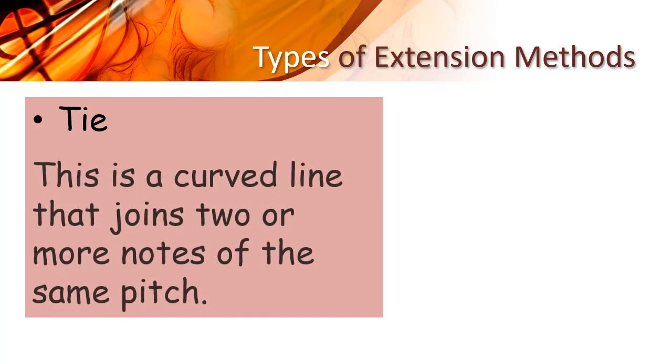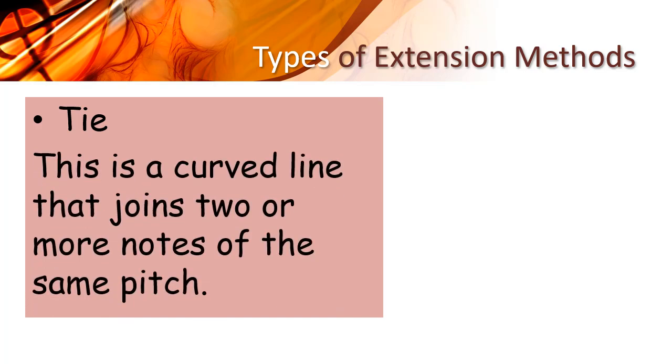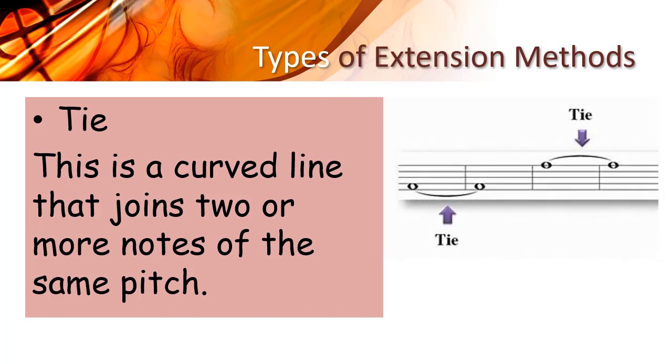Now the tie in music, by definition, is a curved line that joins 2 or more notes of the same pitch. What that means is that the notes are on the same line or space on the staff, and when you get a curved line that links them up, that line is referred to as a tie. Now the curved line could curve pointing downward, or it could curve pointing upward. It doesn't really matter. That shows it is a tie.